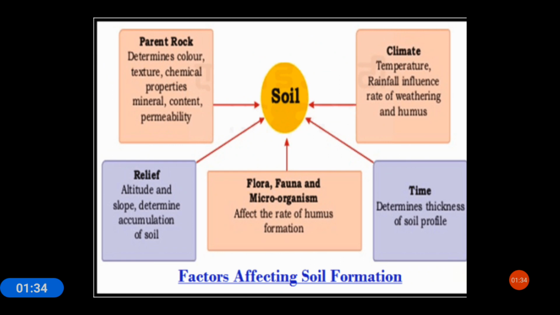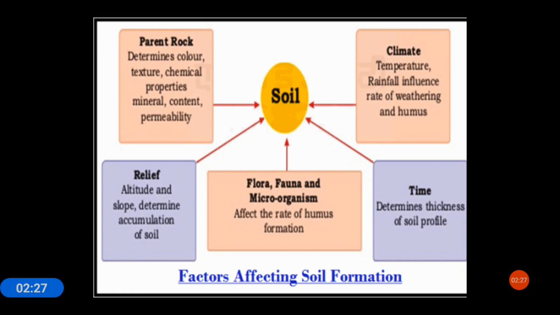Factors affecting soil formation. The nature of the parent rock and climatic factors are the major factors of soil formation. Other factors are the topography, role of organic matter, and time taken for soil formation. All this differs from place to place. Let's see, first, parent rock determines color, texture, chemical properties, mineral content, permeability. Color, yes, students, we find different types of soil which differ in color. Texture means soft, hard. Permeability means water or gas can pass through it or soak into it.